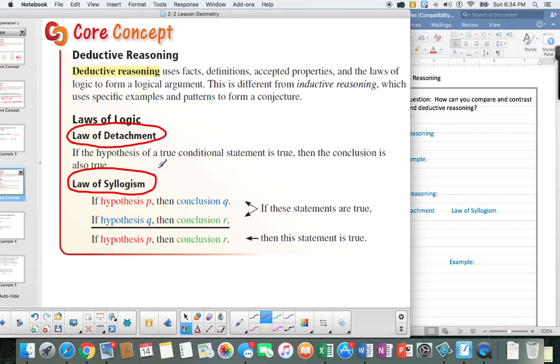Deductive reasoning really got onto the bandwagon with this law of syllogism. It starts off: if the hypothesis is P, then here's your conclusion. Then you start with your conclusion, the Q words, and then you make another conclusion. You can keep doing this like they do in the commercial or in the book. But the fact of the matter is, when you start with P, you end up with the R conclusion. And this is how the law of syllogism works.